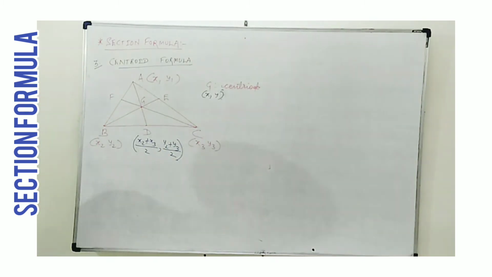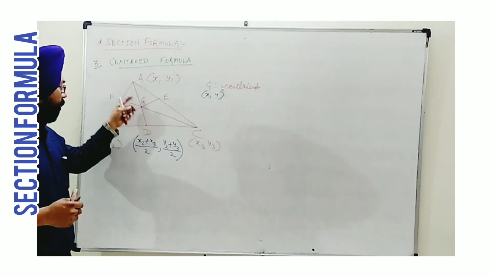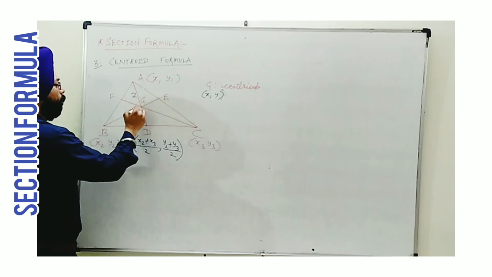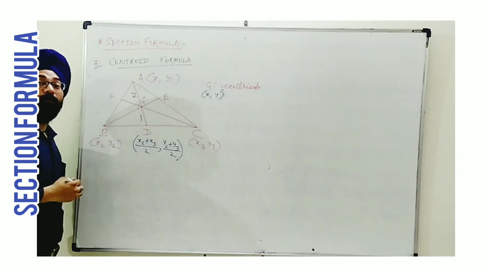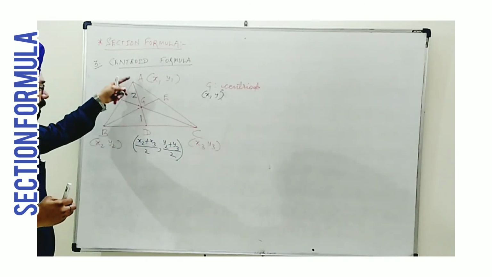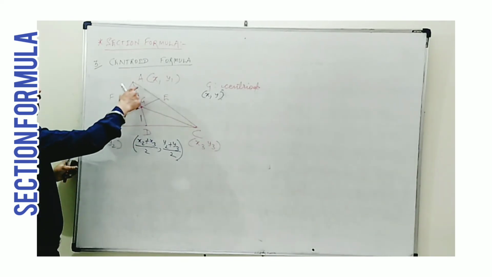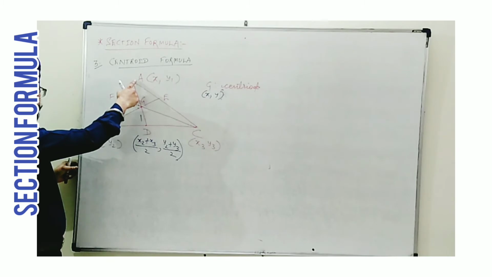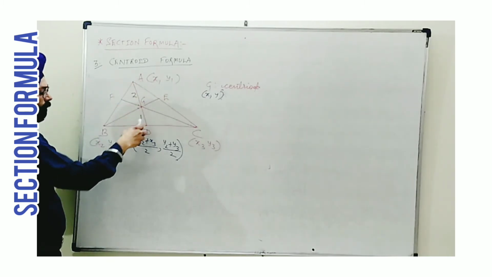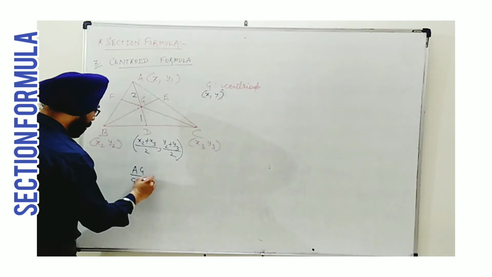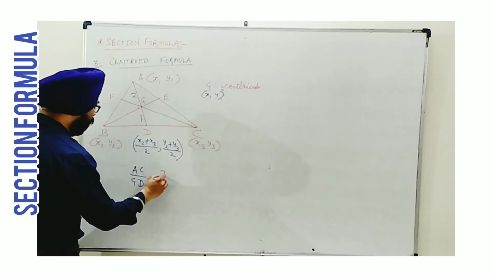Now we must know one thing, that the centroid divides each median in the ratio 2:1. This is again the section formula. The centroid divides each median in the ratio 2:1. Consider when the median starts from the vertex. This portion, AG is to GD, is 2:1.